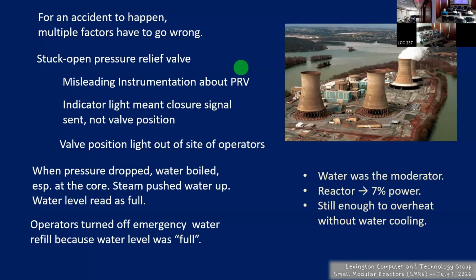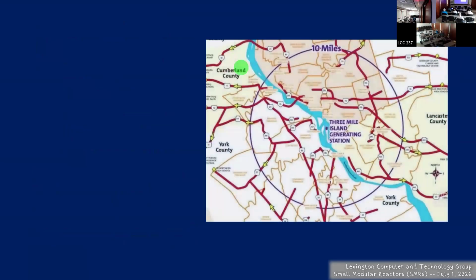So now remember, water was the moderator, has negative void coefficient. Water is the moderator. The reactor went to 7% power. It was enough to overheat the system without water cooling. And that's all that happened. It did not breach the walls. It did not spread anything, but it created tremendous news.